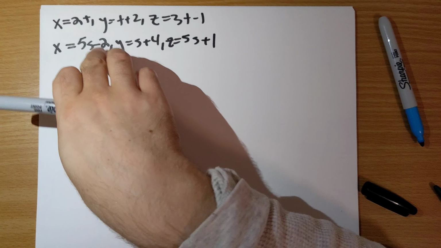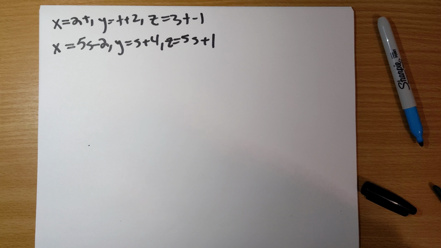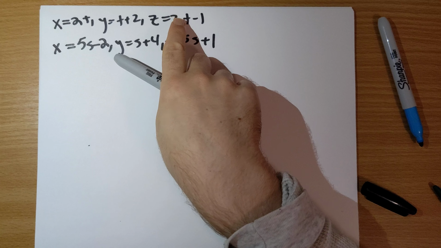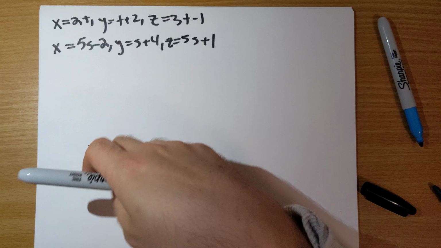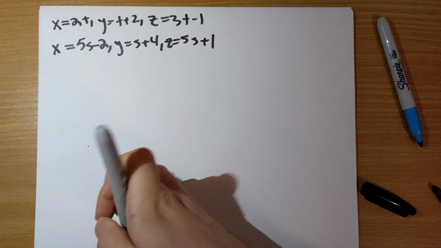Now let me just point out here, we're using different letters as the parameter in these two lines, and that's a good thing because we're going to be solving equations here, and if we wrote t here, the values of t that these lines intersect at could be different. So we do want to use different letters here.